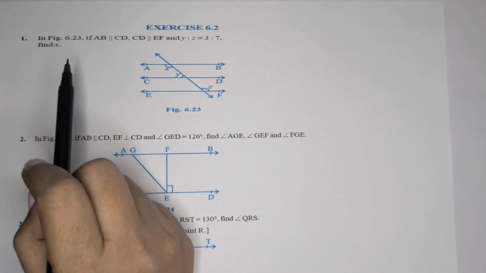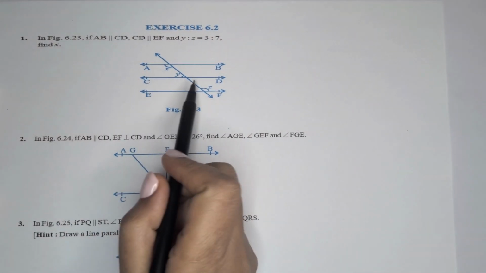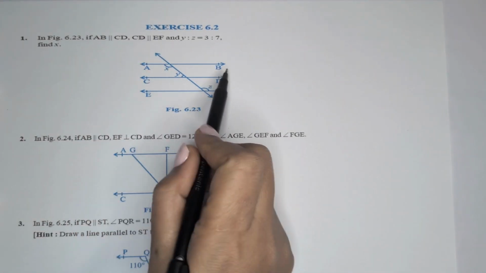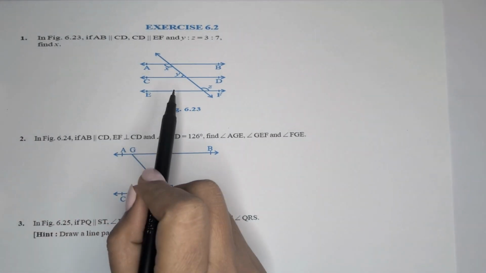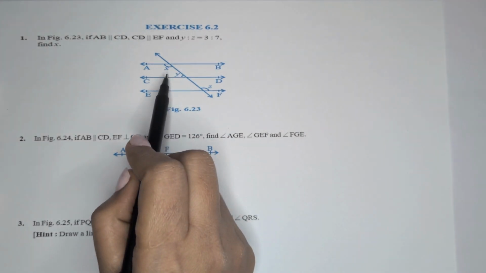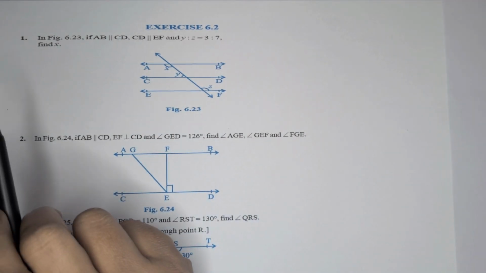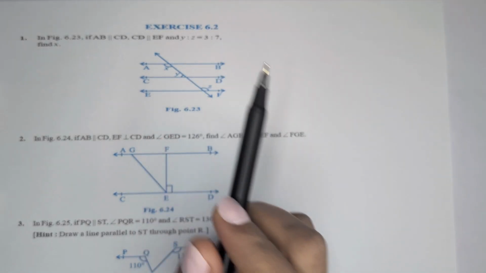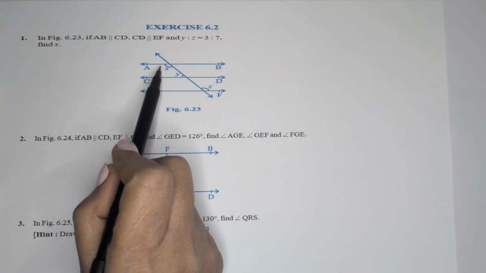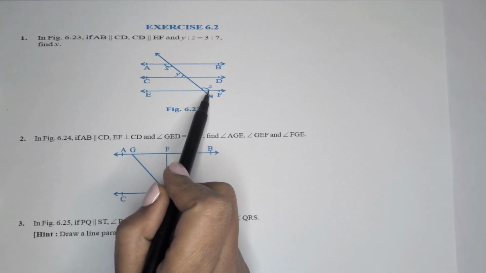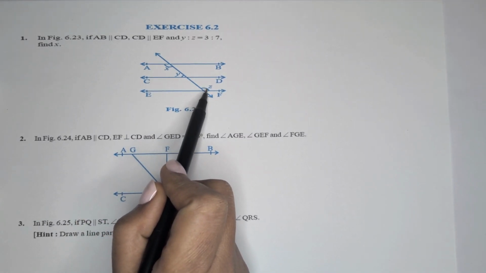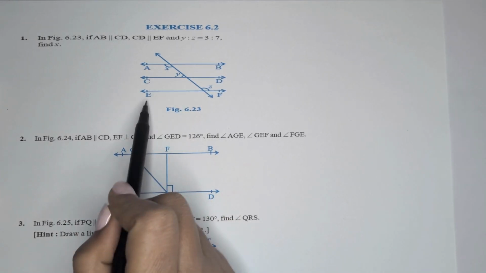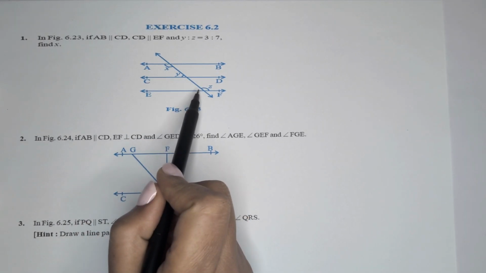Exercise 6.2. In the figure, AB parallel to CD and CD parallel to EF. That means all these three lines are parallel. And here y is to z is equal to 3 is to 7 is given. So we can take angle y as 3x and z as 7x. And here we can see angle x is equal to angle z, which means the alternate interior angles. These lines are parallel, AB parallel to EF. So angle x is equal to angle z.